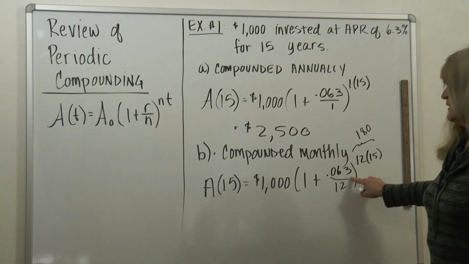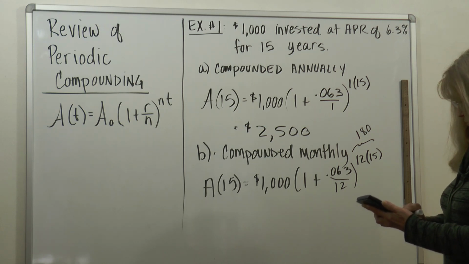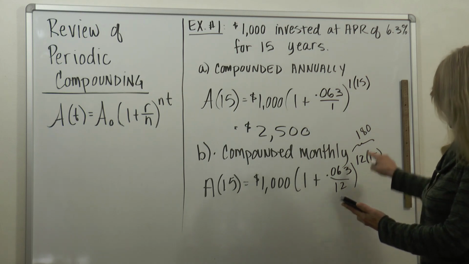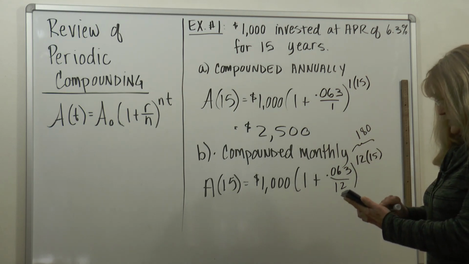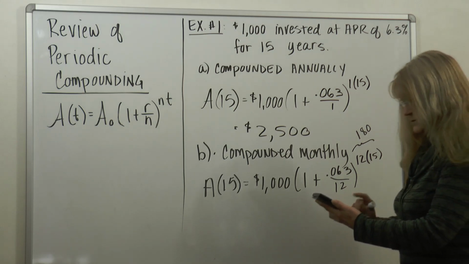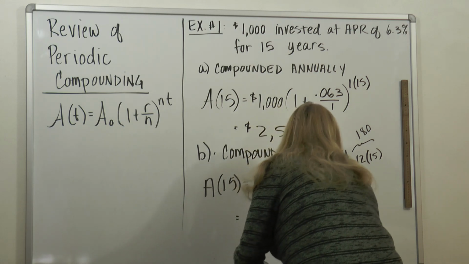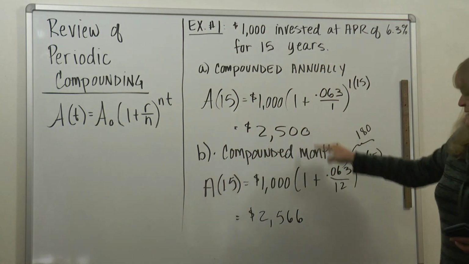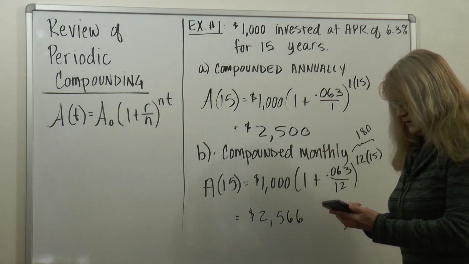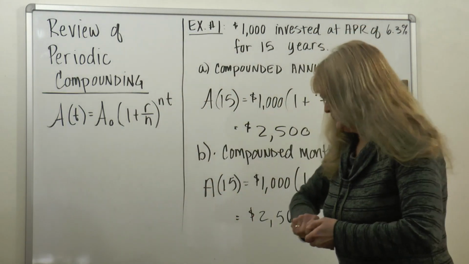Next, I'm going to take 0.063, divide by 12, and then add 1 to it. Take whatever you have in your calculator to the 180th power, and then multiply by your $1,000. It makes sense that this one would be a little bit more than that one because the interest is being calculated more frequently, even though it's the same annual rate.